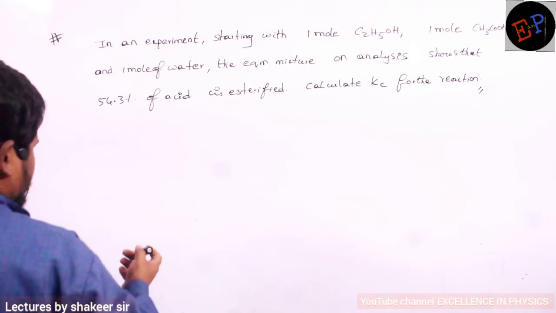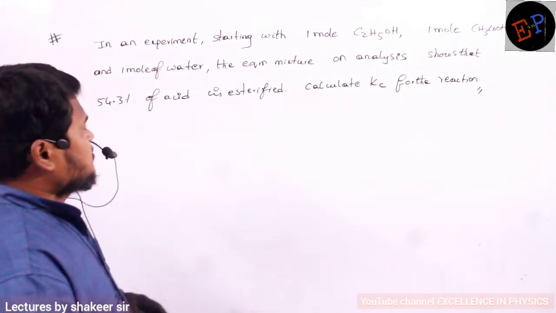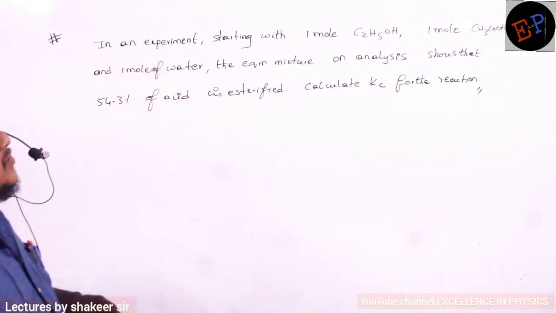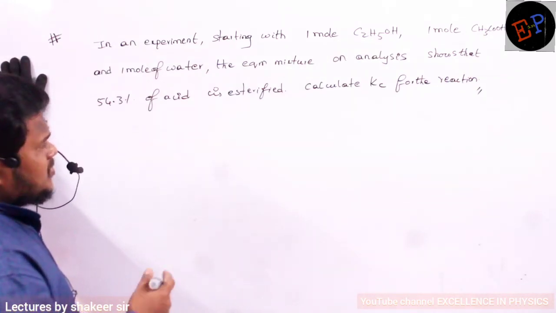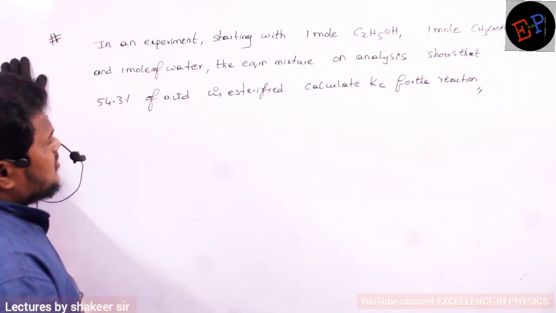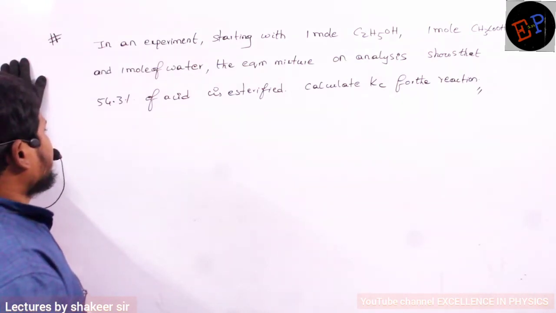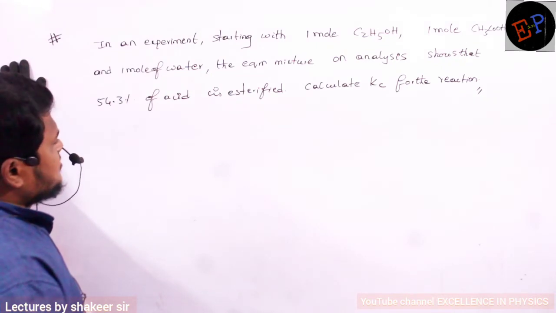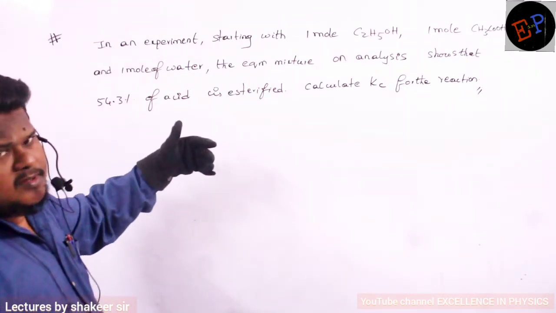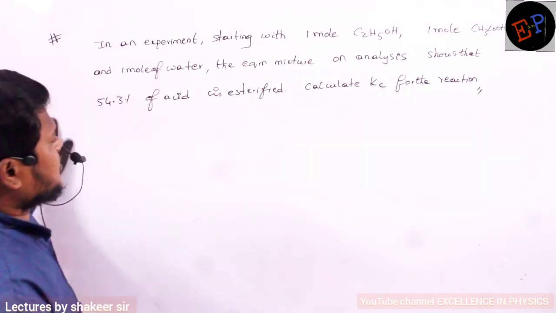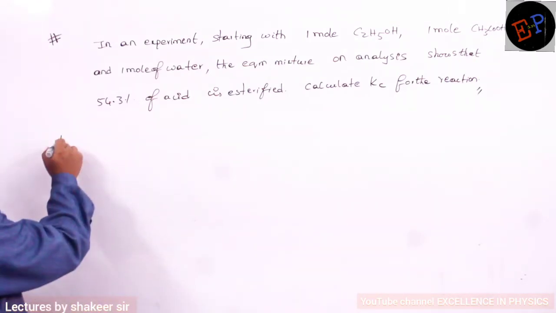Okay, so look at the next question. In an experiment starting with 1 mole C2H5OH and 1 mole CH3COOH, and 1 mole of water is also present, the equilibrium mixture on analysis shows that 54.3% of acid is esterified. It means this much amount of acid has reduced. That is the meaning of this one. So calculate Kc for the reaction. Let us see how we can proceed.